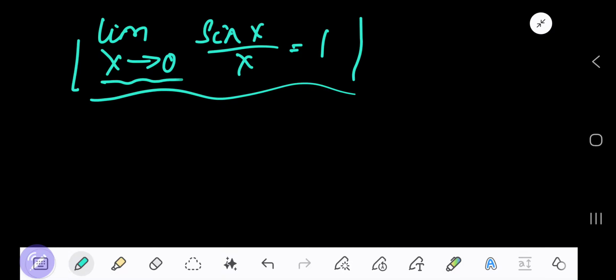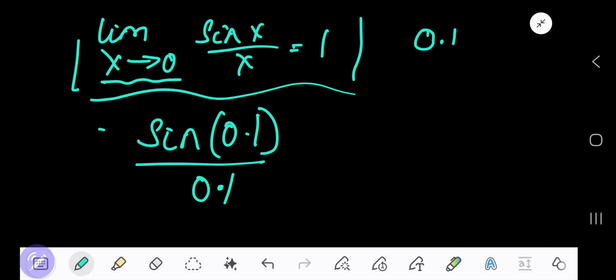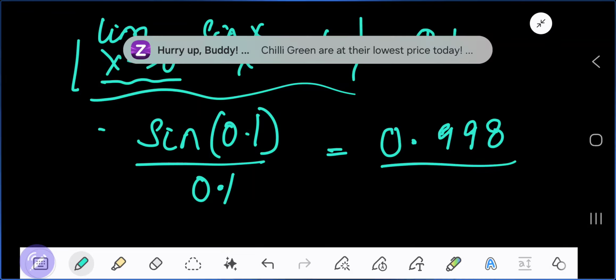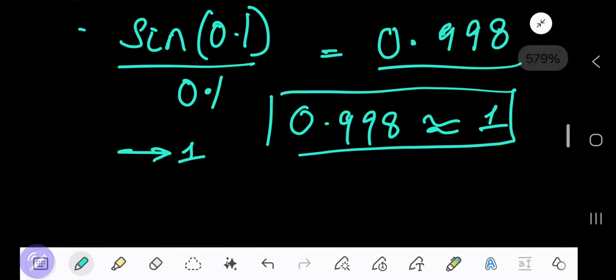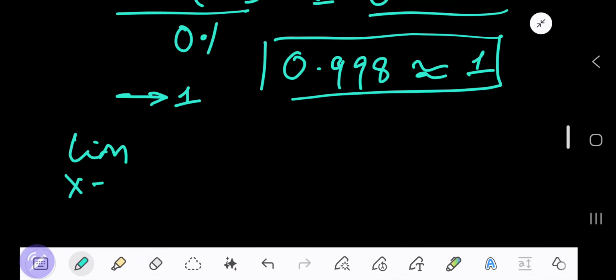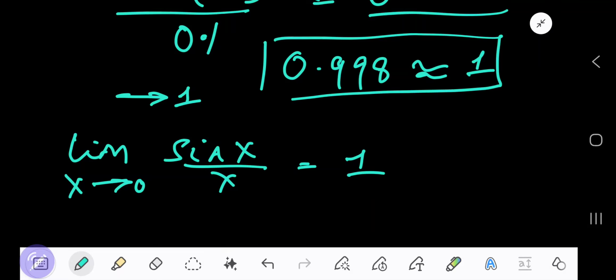You can see that x approaches 0, so we can't plug in 0, but we can plug in a value close to 0, like 0.1. If you plug in 0.1, we can directly write sine 0.1 over 0.1. When you calculate it in your calculator, it is 0.998. And you can tell that 0.998 is approximately 1, or very close to 1, or we can say it approaches 1. So we can tell the limit as x approaches 0 of sine x over x is equal to 1, because even though you can't plug in 0, you can tell that this limit approaches 1. So in the end it turns out to be 1.